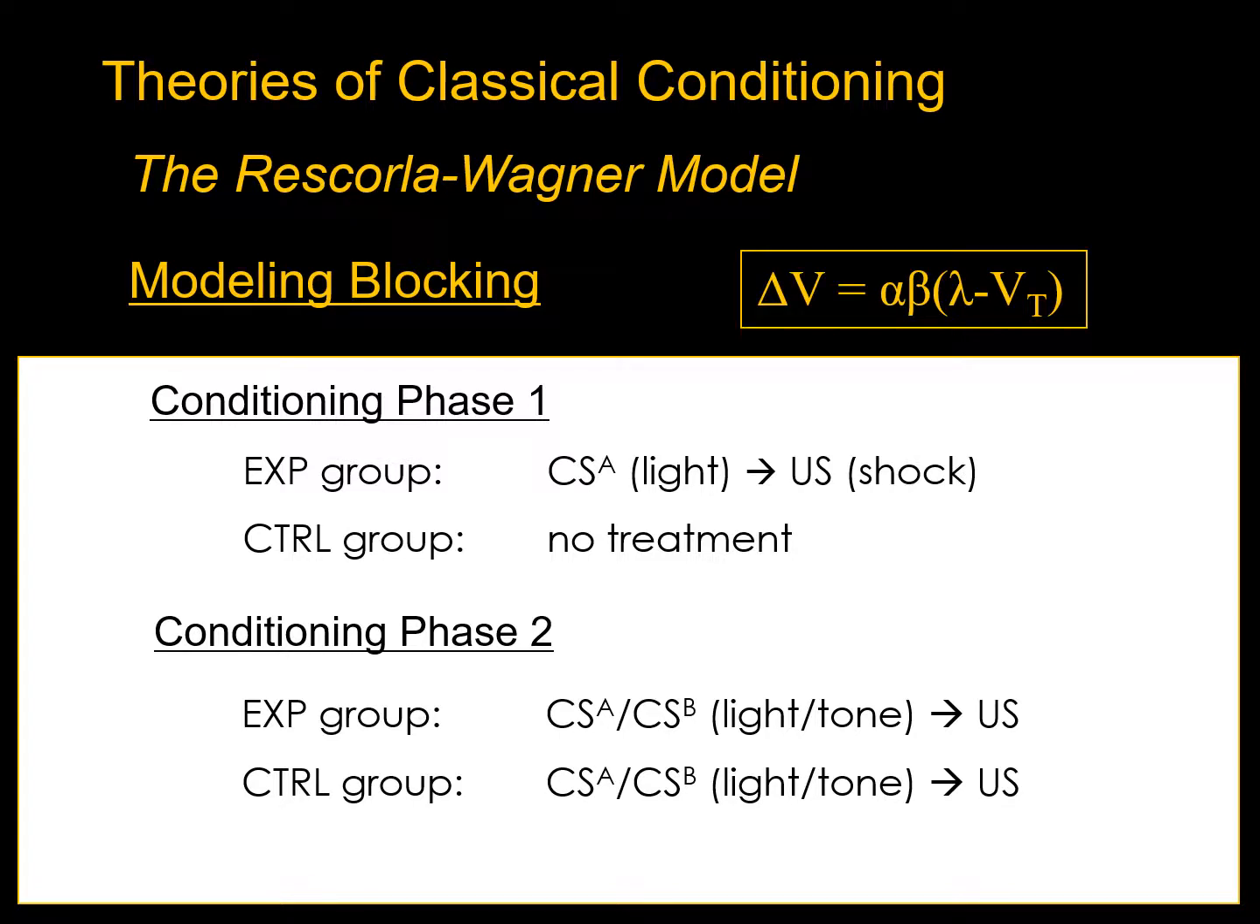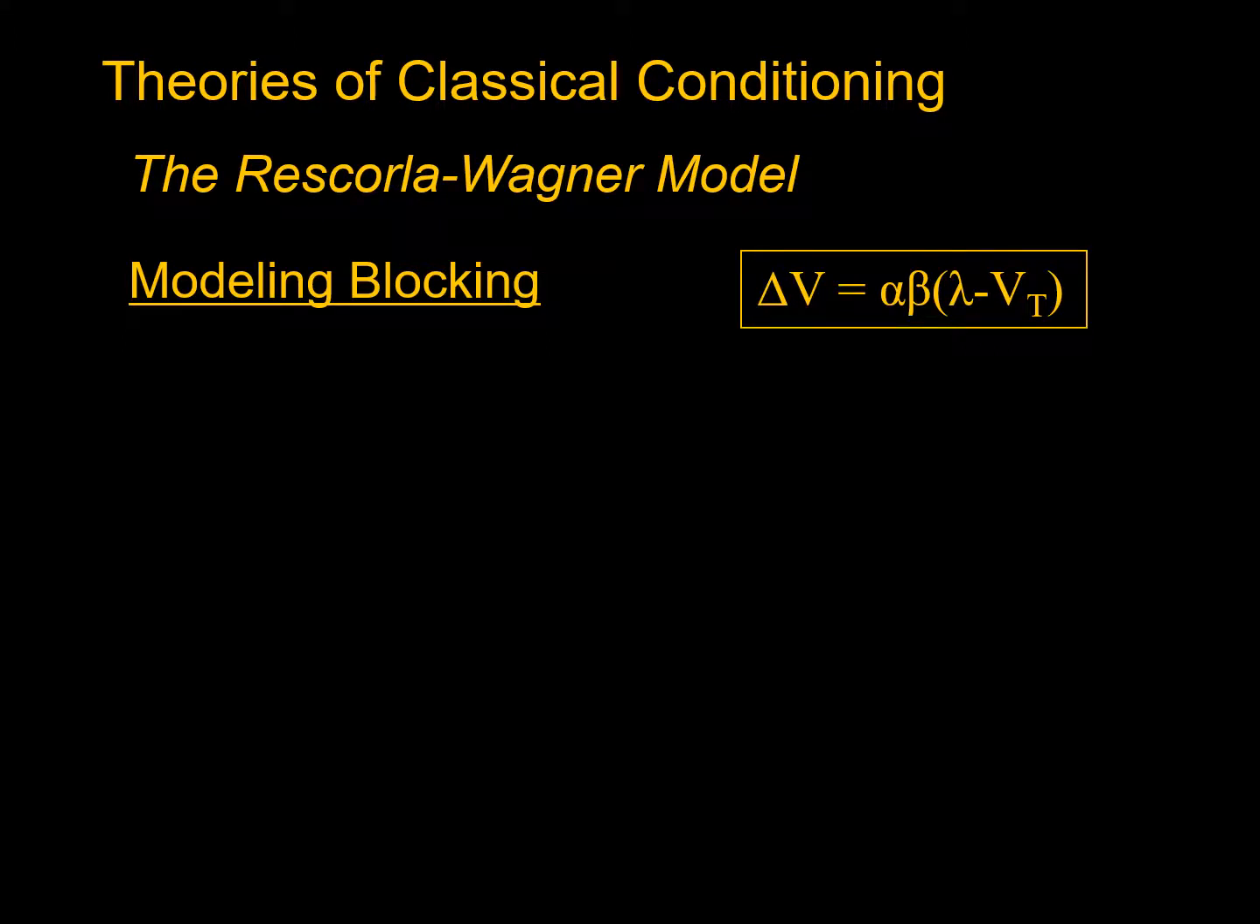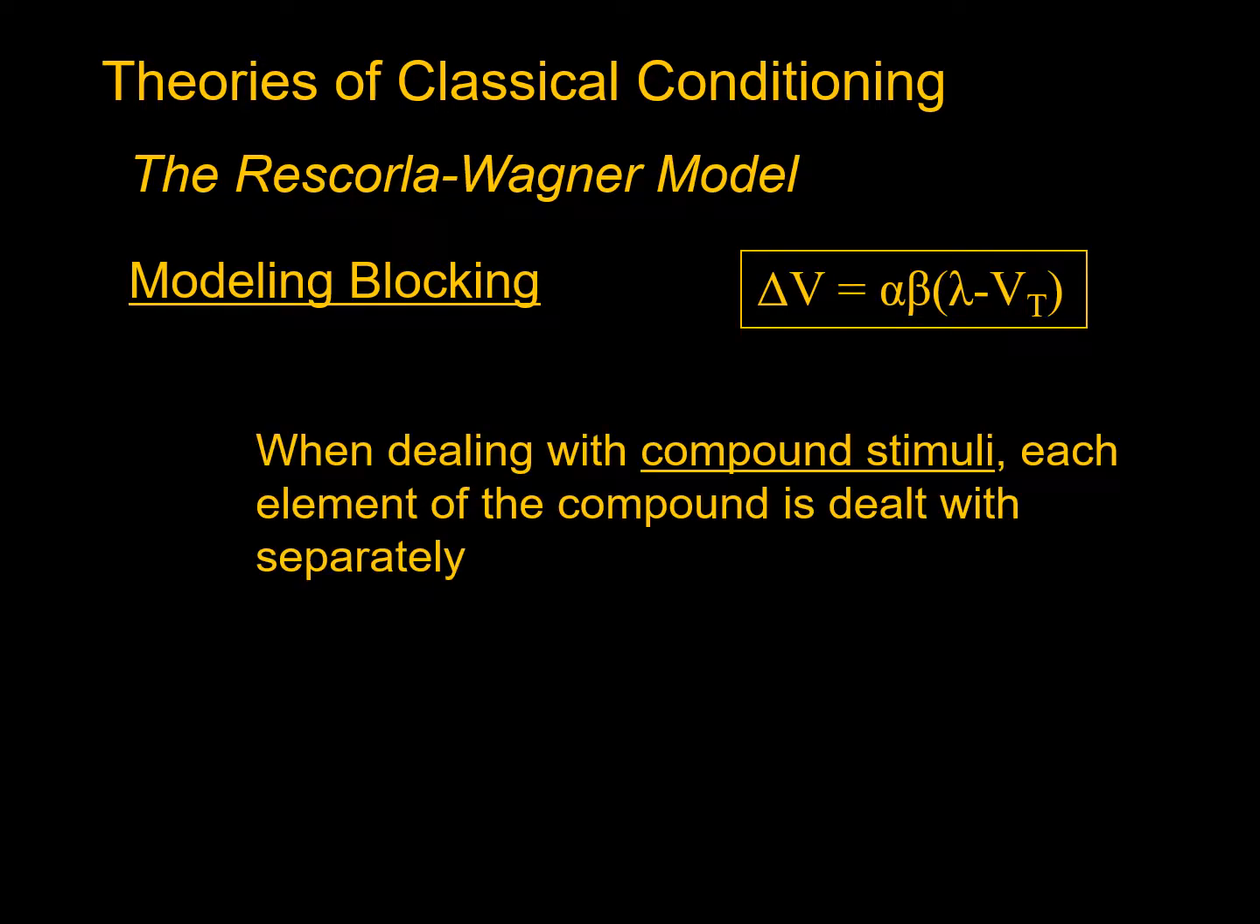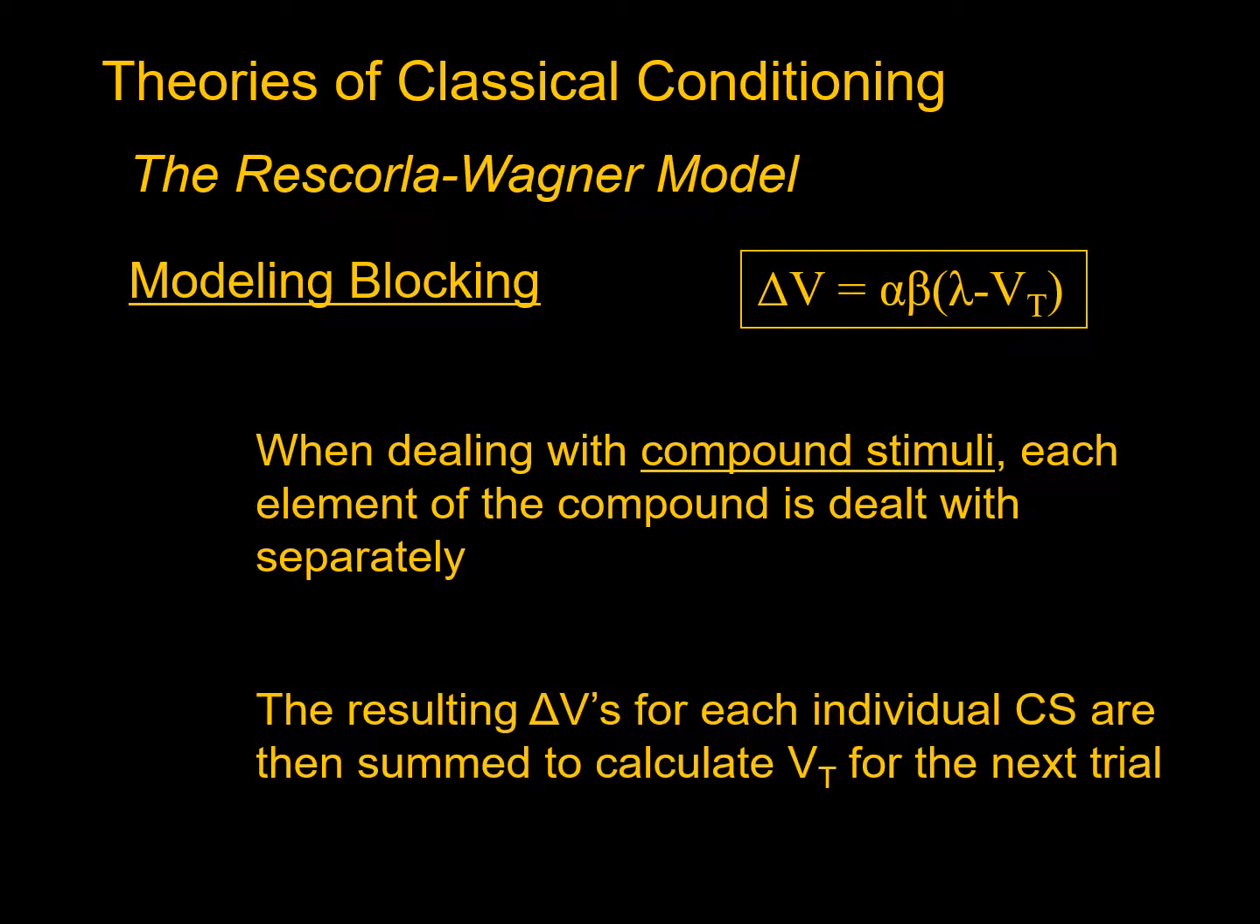Well, one of the little wrinkles you have to deal with if you're going to model blocking is that when we get to the second phase of a blocking study, we're dealing with a compound CS. Two CS's presented together leading to the US. There's no way to model a compound stimulus all at once. So we're going to have to break it down into the two separate CS's, model what happens with regard to each CS, and then, as we'll get to, we have to do a little bit of adding things up at the end to make sure we kind of stay on track.